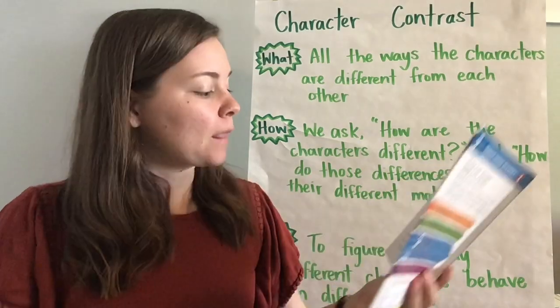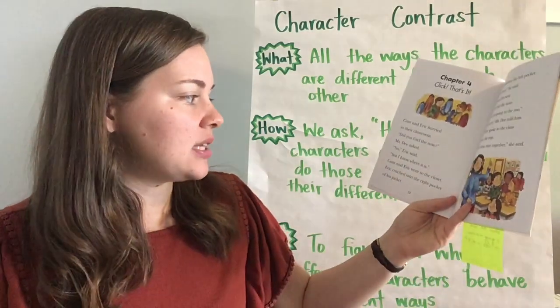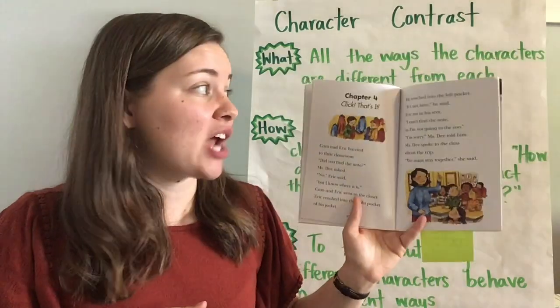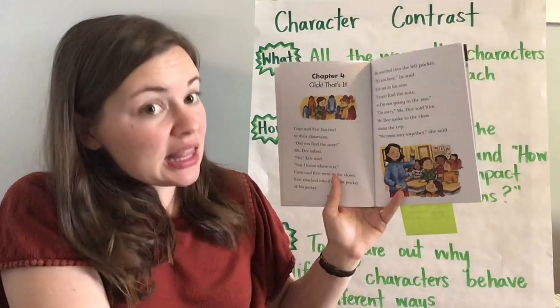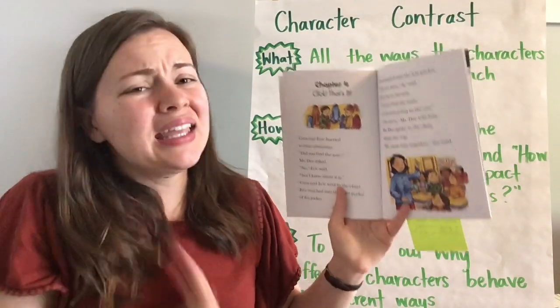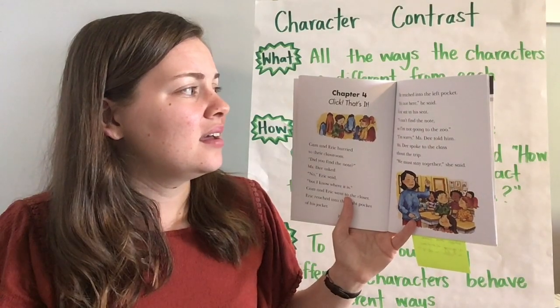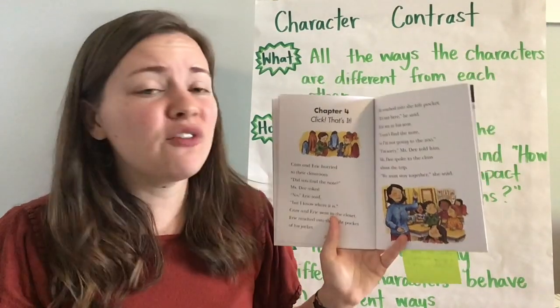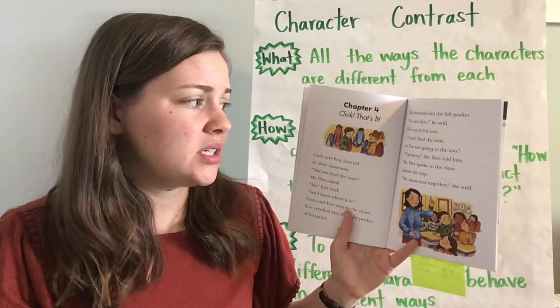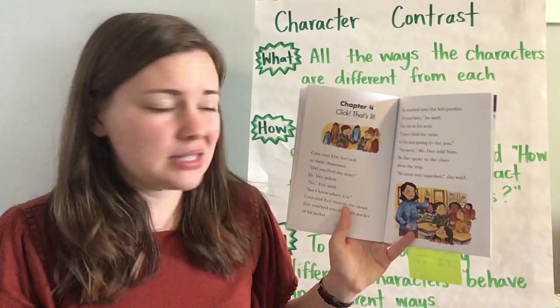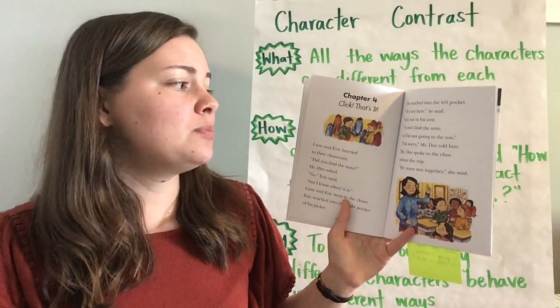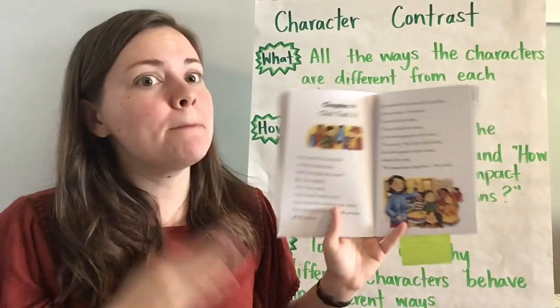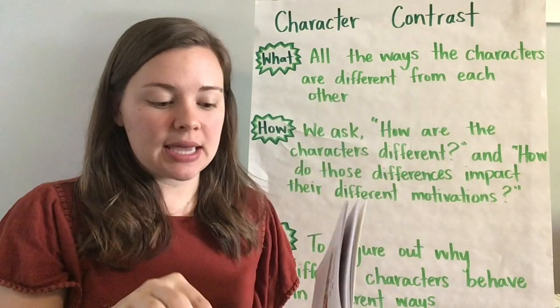Let's see. Cam and Eric went to the closet. Eric reached in the right pocket of his jacket. He reached into the left pocket of his jacket. It's not here, he said. Eric sat in his seat. I can't find the note, so I'm not going to the zoo. I'm sorry, Mrs. D told him. Miss D spoke to the class about the trip. We must stay together, she said.